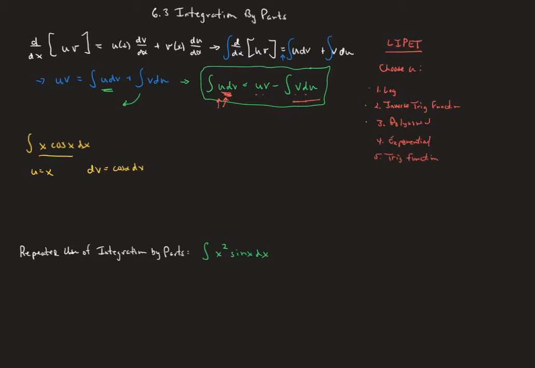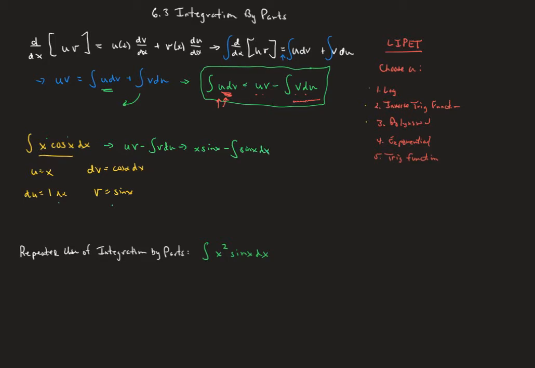Then we have to compute a du, and that's going to be just 1, or 1 dx. And we have to find a v, that is, we have to integrate or find an antiderivative of cosine, and that is going to be sine x. Then we use our pattern: the integral of u dv is uv minus the integral of v du. So our u times v is x times sine x, minus the integral of v du, which is sine x dx.